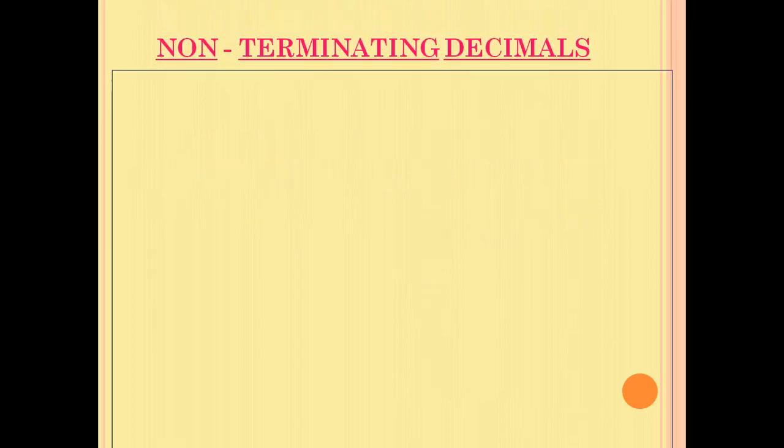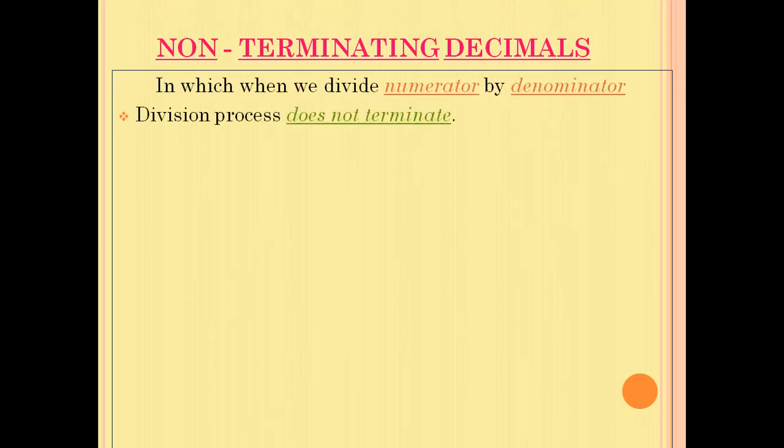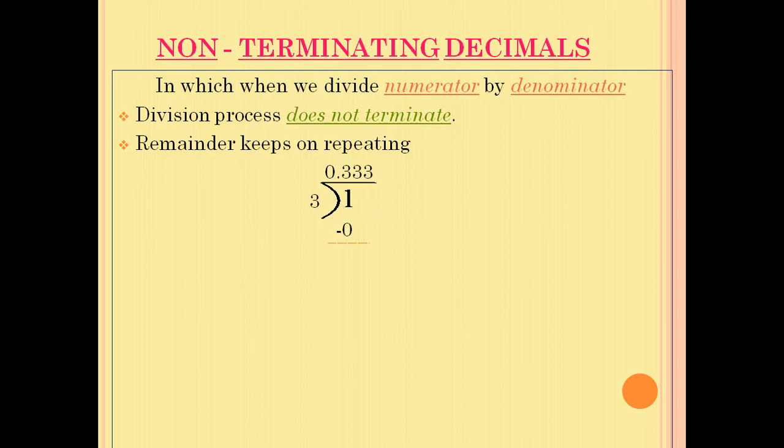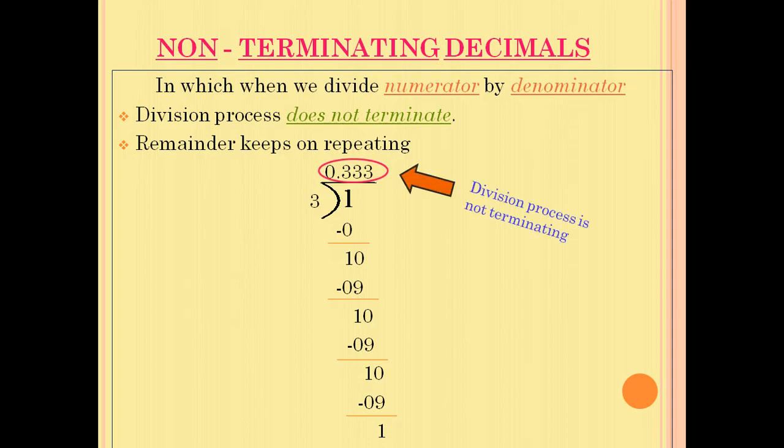Coming up to non-terminating decimals. Non-terminating decimals are the decimals in which, when we divide the numerator by the denominator, the division process does not terminate. Does not terminate means it does not come to an end and the remainder keeps on repeating. That is, we don't get the remainder as 0. Let us take an example. If I divide 1 by 3, my quotient here comes out to be 0.333 and the remainder is 1. Now you can see that the division process is not terminating, that is, it is not coming to an end, and my remainder is 1, that is, it is not 0.